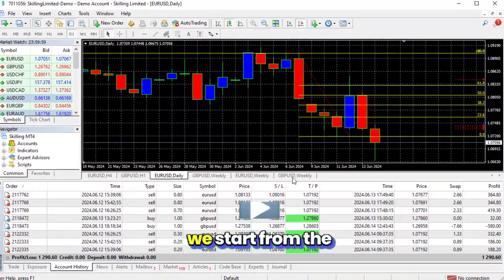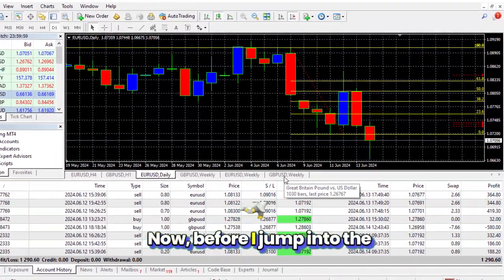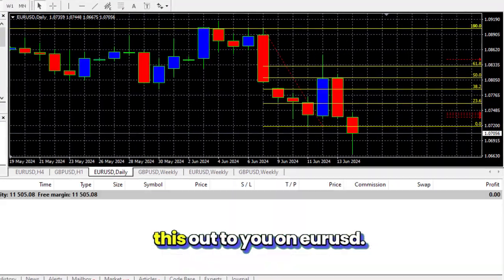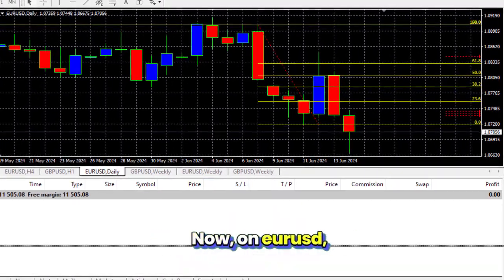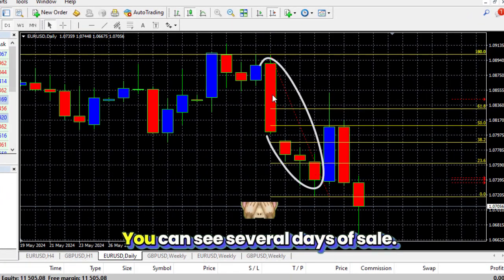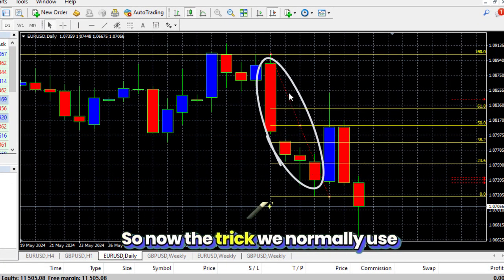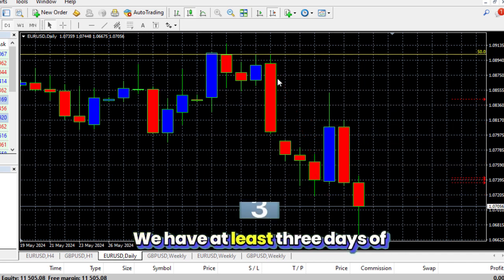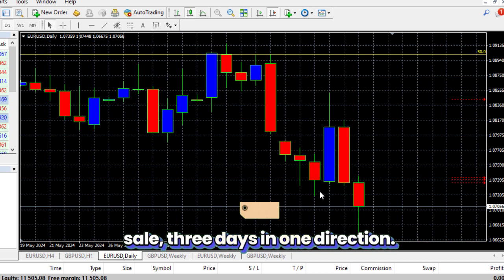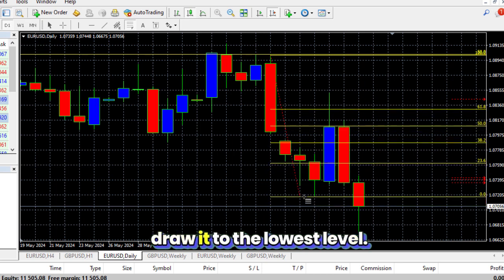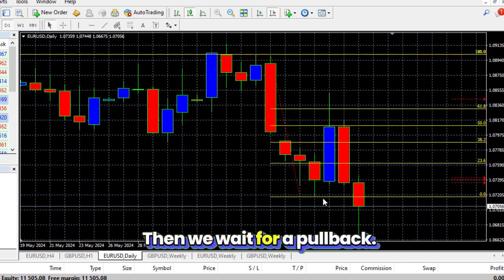So as usual, we start from the bigger time frame. Now, before I jump into the bigger time frame on Euro USD, let me just quickly point this out to you. On Euro USD, last week we had a trend. You can see several days of sell. So now the trick we normally use is that we just go to Fibonacci. When we have at least 3 days of sell, 3 days in one direction, we take our Fibonacci, take it to the highest level. This can be for buy or sell. Draw it to the lowest level. Then we wait for a pullback.